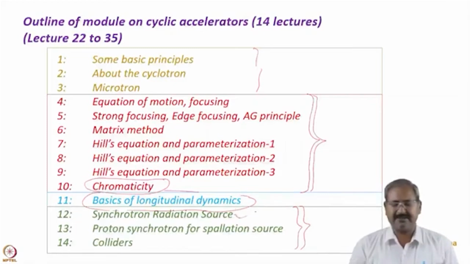So the first one is the synchrotron radiation source. These accelerators are basically electron machines, and these electrons on acceleration radiate, and these radiations are used by the users. And the second type of accelerators chosen for this course is proton synchrotron, and it is again a kind of neutron source. It produces neutrons, and those neutrons are used by different experimentalists. And then the third one is the colliders, in which colliding beam facilities are built. So let us begin with the first lecture, that is some basic principles.